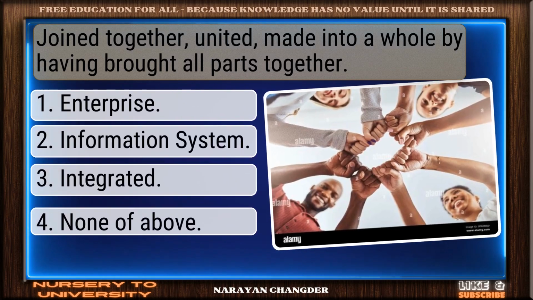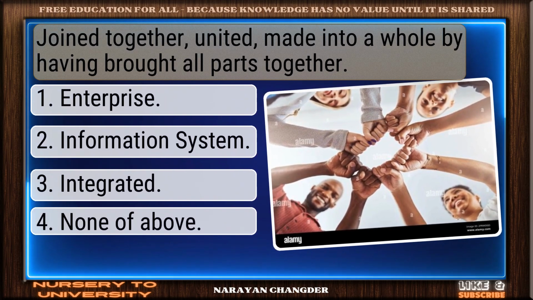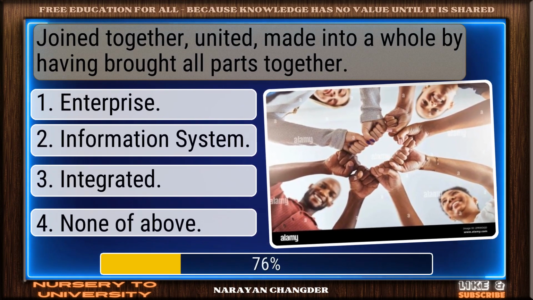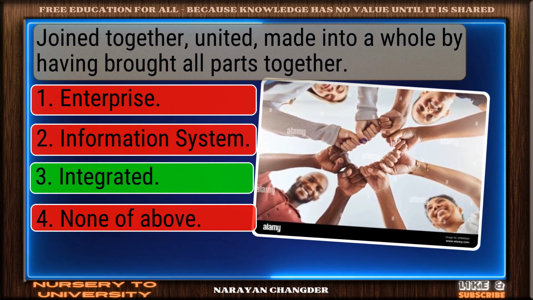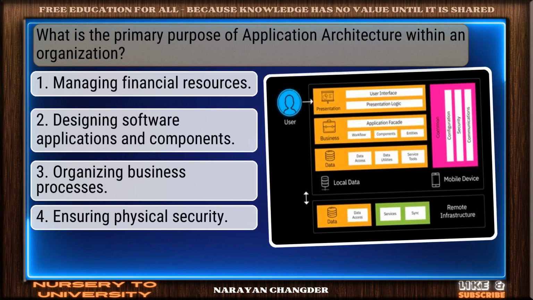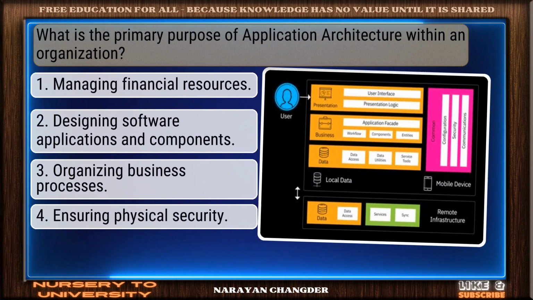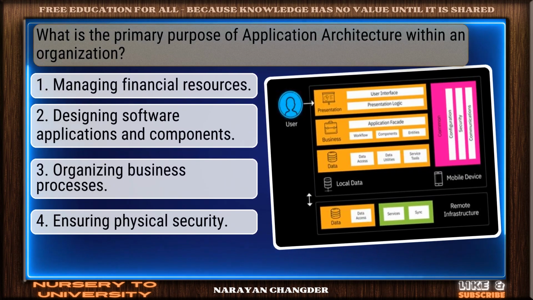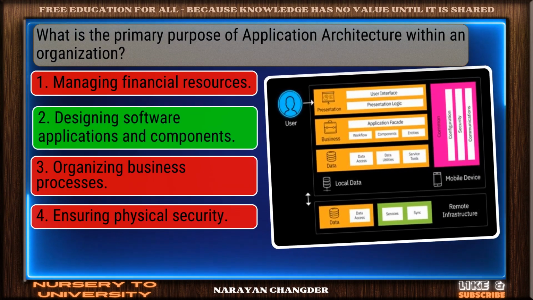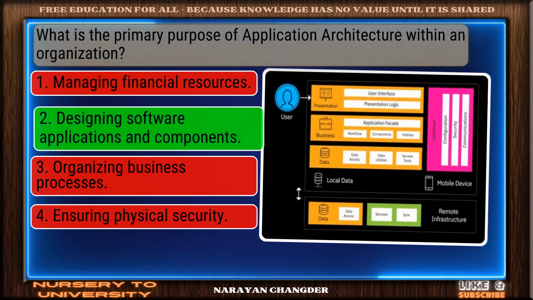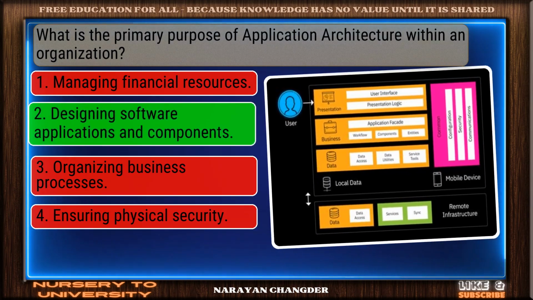Question number 1. Joined together, united, made into a whole by having brought all parts together. You got it. Your choice integrated is right. Question number 2. What is the primary purpose of application architecture within an organization? You're right. Designing software applications and components is the correct answer.